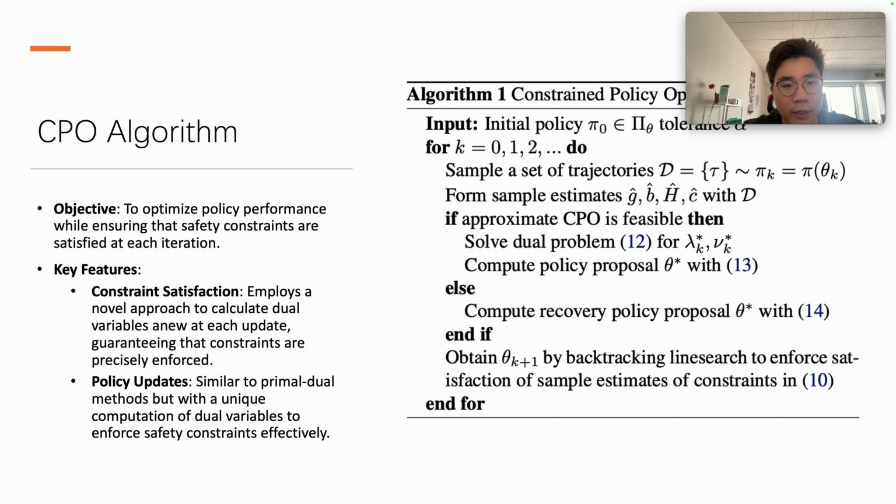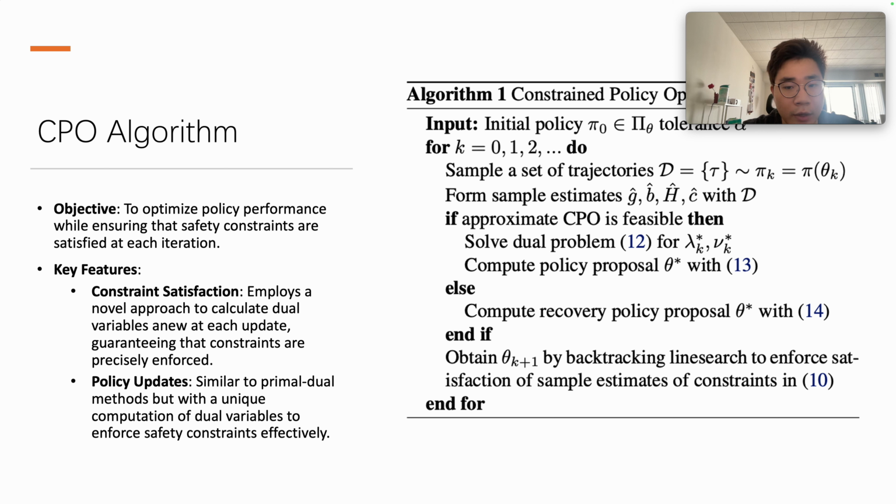The algorithm proposed by the paper has several parts. The first part is initialization, which begins with an initial policy within a defined set of policies and a tolerance for constraint satisfaction. After that, it jumps right into iteration, and each iteration has seven different parts. The first part is sampling, which collects a set of trajectories based on the current policy parameters. After that, it estimates the policy gradients, Hessians, and constraint values using the collected data.